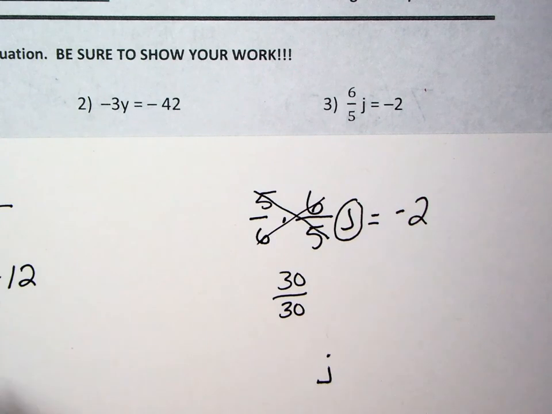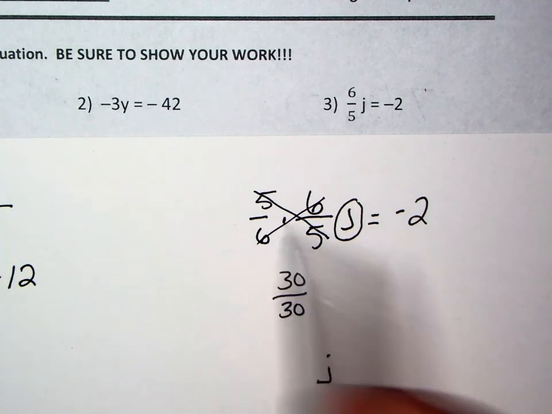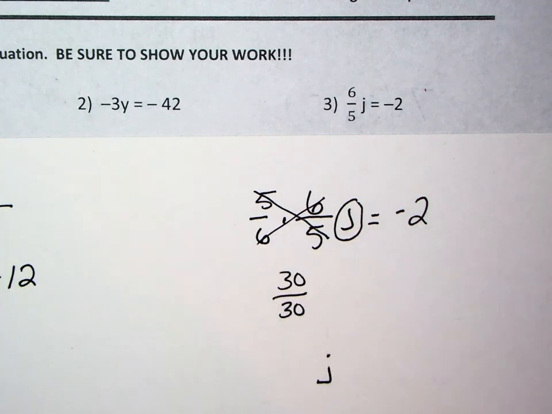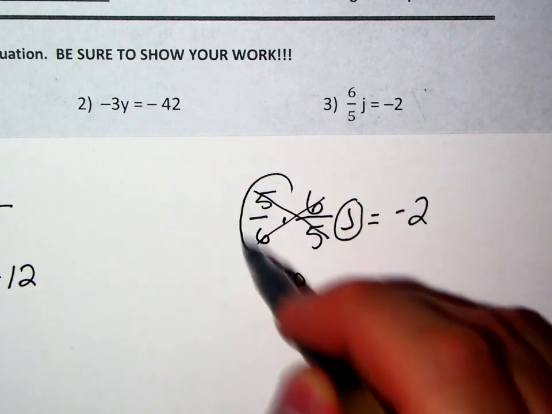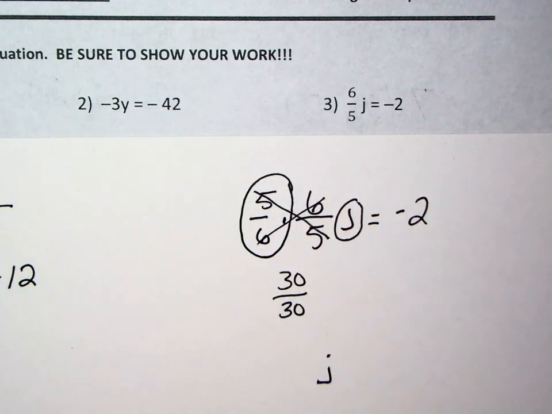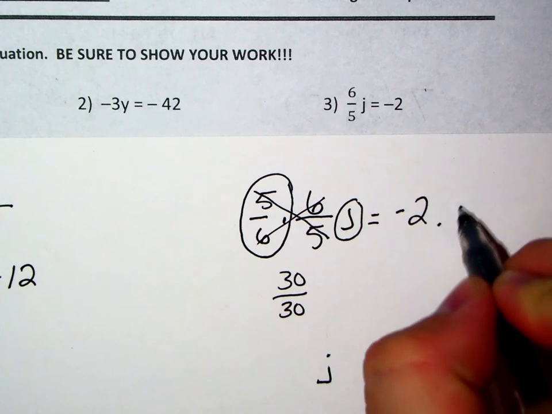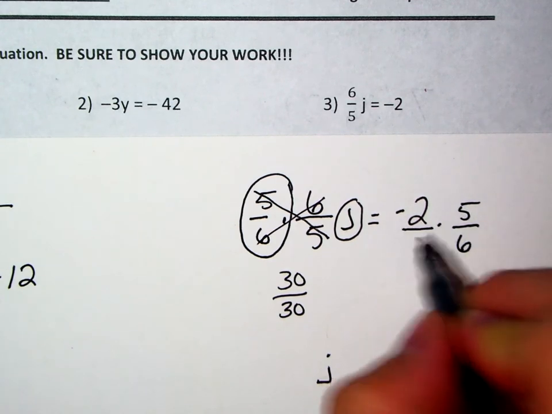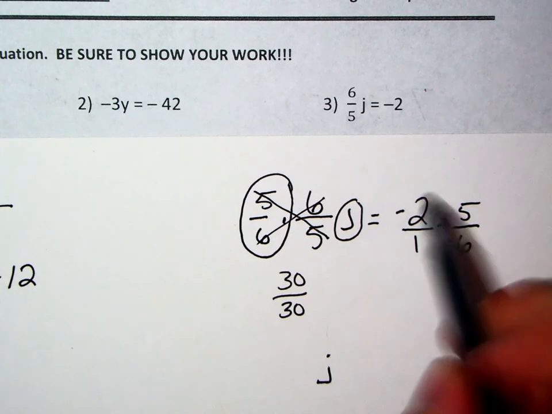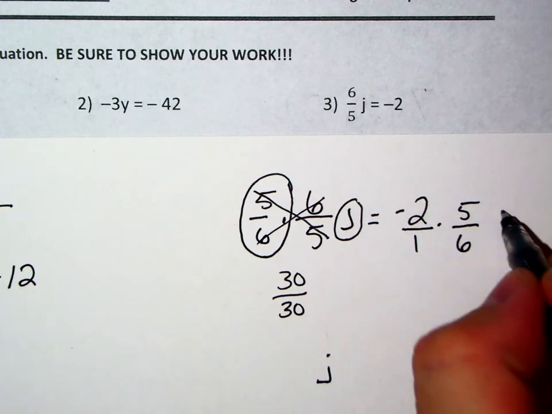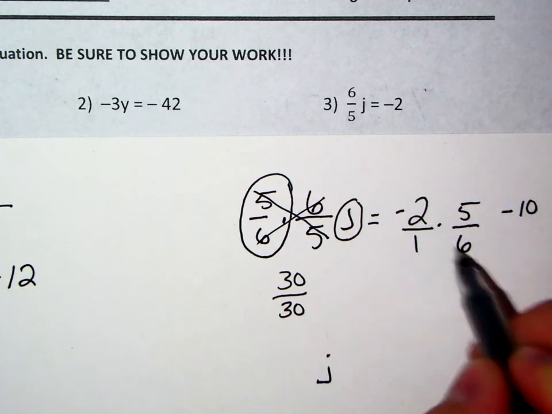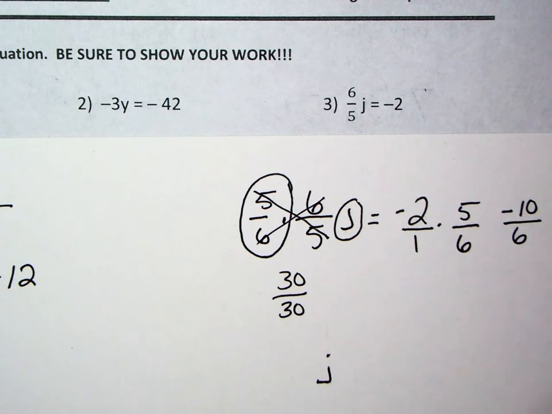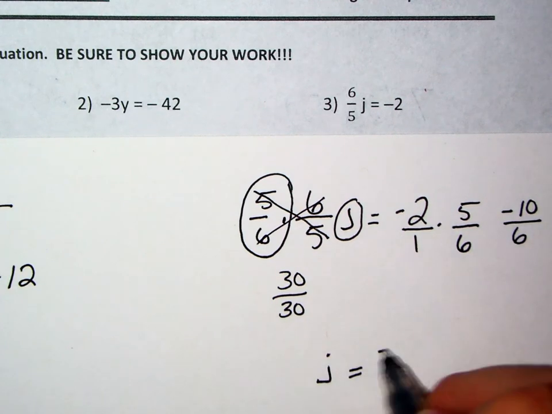Now again, just like on problem 1, anything I do to the left side of the equation, I have to do to the right side of the equation. And on this left side of the equation, I multiplied it by 5/6. So I'm going to do the same thing to the right side of the equation. I'm going to multiply it by 5/6. So now negative 2 times 5 is negative 10. 1 times 6 is 6. So j equals negative 10 over 6.